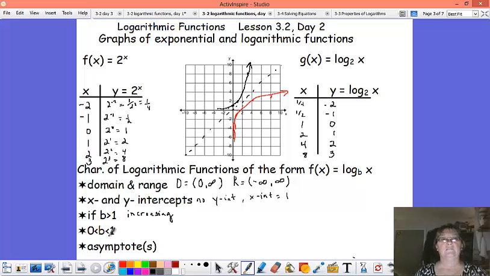If the value of b is between 0 and 1, our curve would be decreasing. Okay. As far as asymptotes, with nothing having been done to modify the function rule, the logarithmic function has a vertical asymptote at x equals 0. So it has a line of avoidance there at x equals 0. Very good. Let's see if we can apply that a little bit.